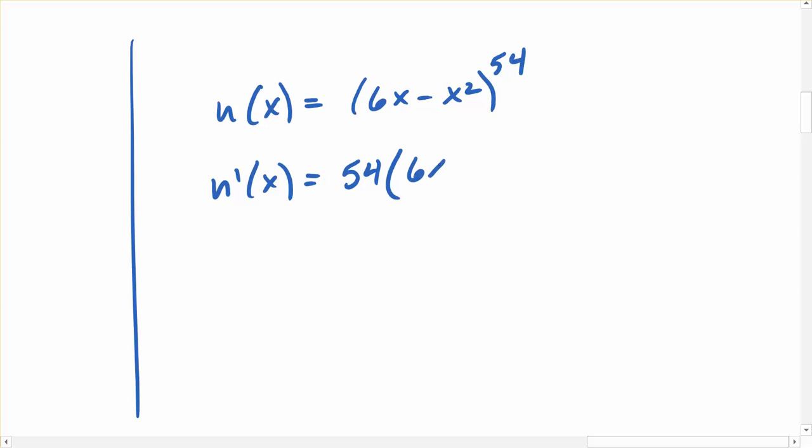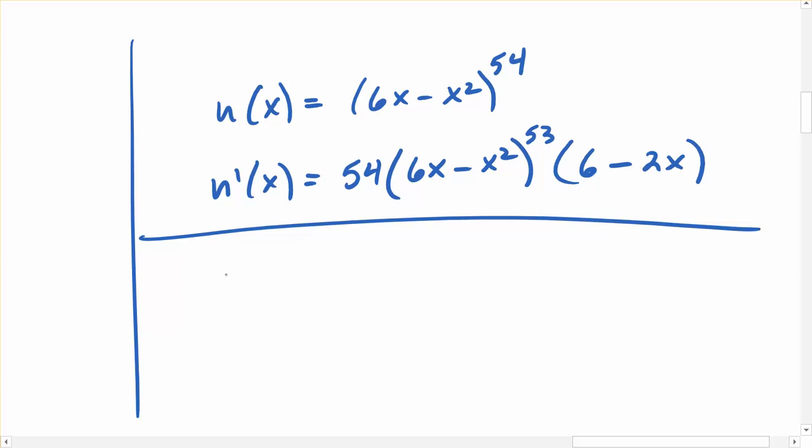So do I change anything now? No, so it would just be 6x minus x squared to the what? What power? 54. Nope. If you dropped it to the front, what's it become? 53. Oh. And then what do you multiply by? Yep. Done. That's the derivative right there.